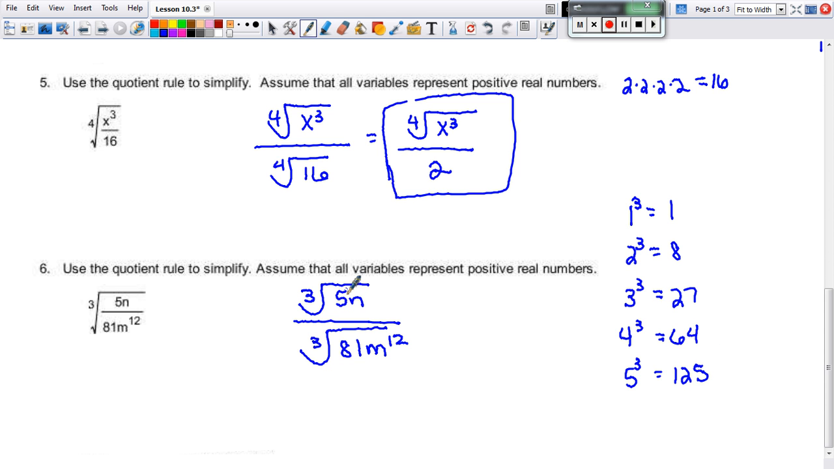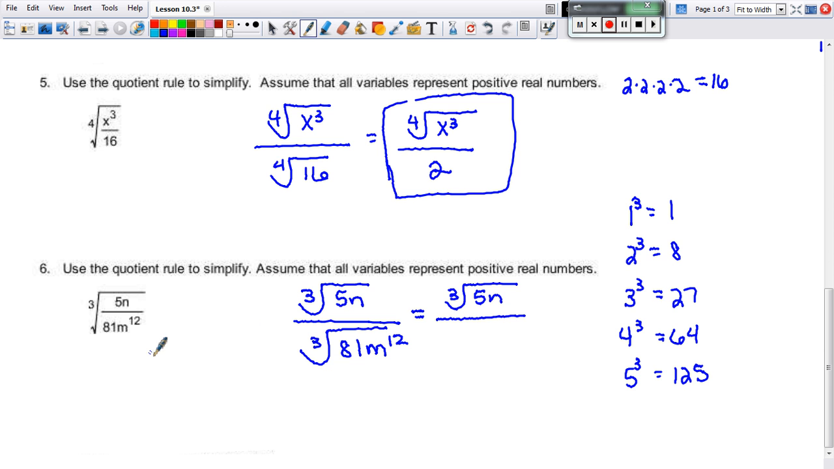So I know that the 5 will not simplify because there's not a 5 on this list and there's nothing that I can divide into 5. So the numerator is going to stay like it is. And on the bottom, 81 is not on the list. So then you look for the biggest number that you can divide into it. 81 divided by 27 is 3.